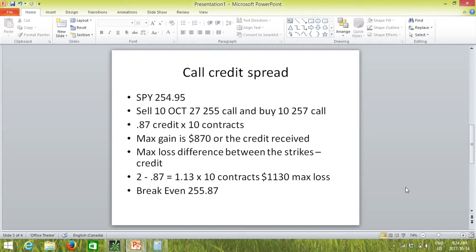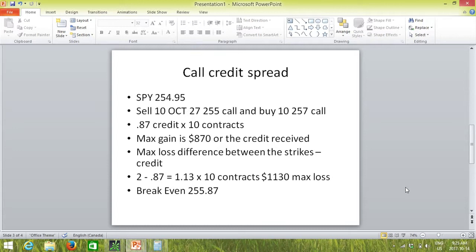So what is our max loss? Well, basically it's just the difference between the two strikes. Between 255 and 257, that's $2 minus that 87 cents, and you're going to come up with $1.13, or $1,130 based on our 10 contracts. So that's your max loss. Break even is simple: you're just adding the 87 cents onto the 255 call, so 255.87 is your break even point.